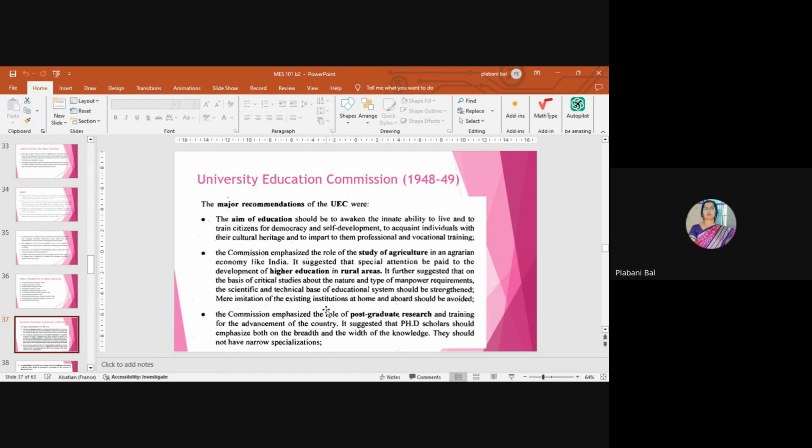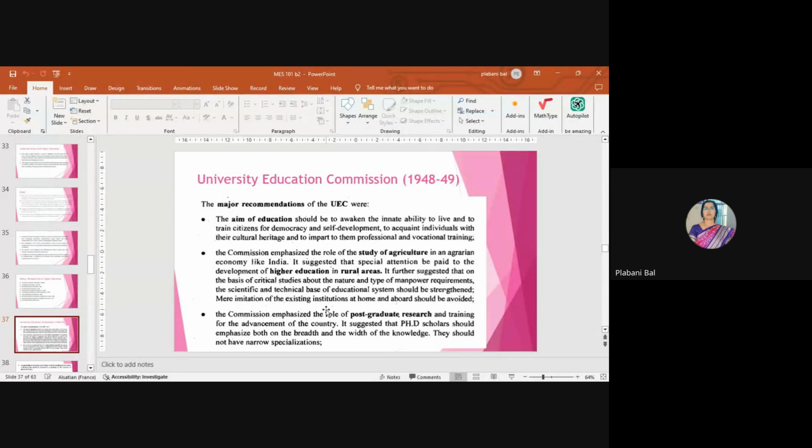So, what were the major recommendations of the University Education Commission? The first recommendation was based on the aims of education. What should be the aim of education? The aim of education should be to awaken the innate ability to live, to train citizens for democracy and self-development, to acquaint individuals with their cultural heritage, and to impart to them professional and vocational training.